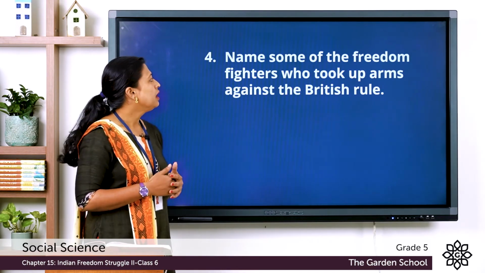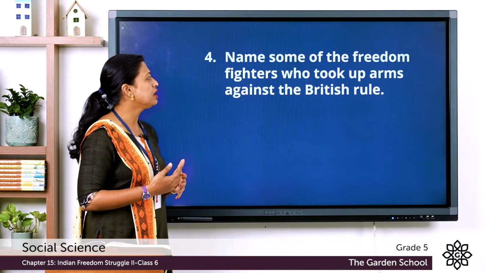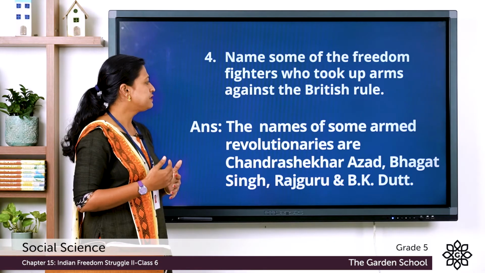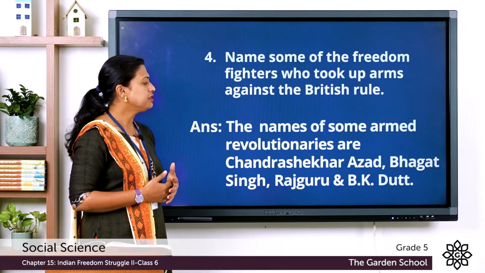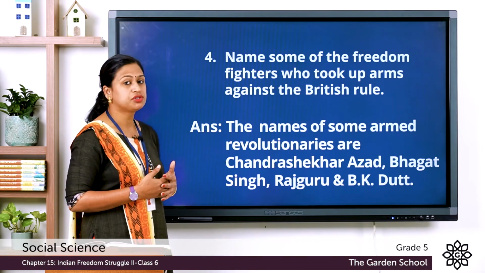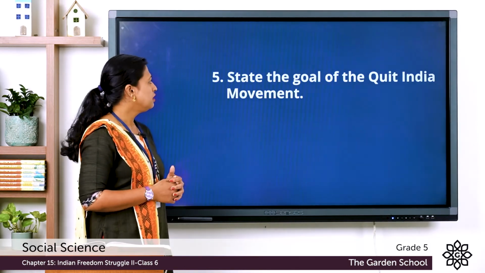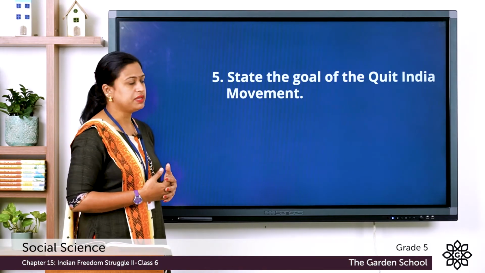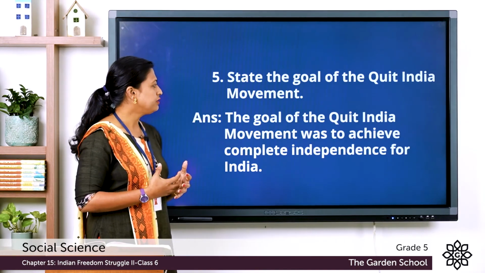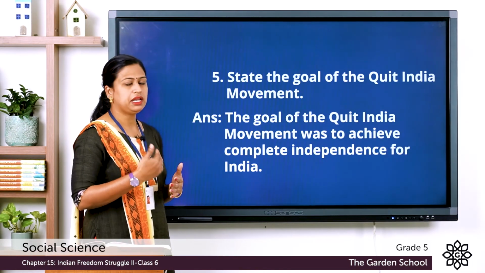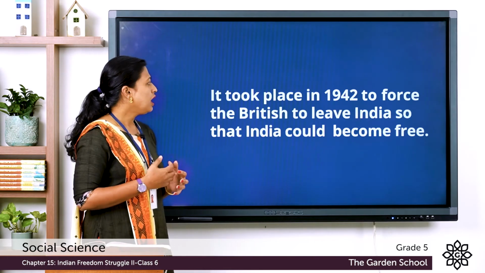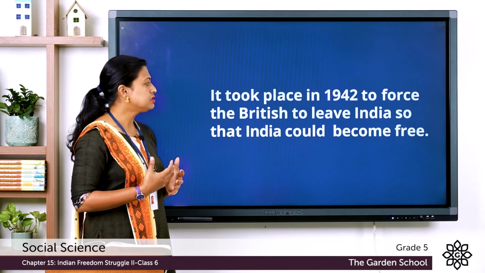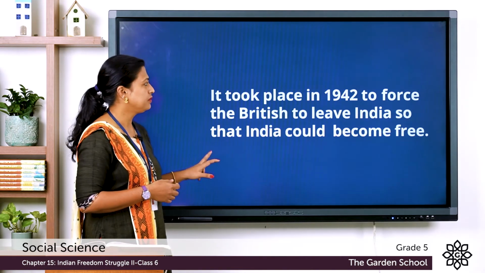Now, the fourth one, name some of the freedom fighters who took up arms against the British rule. And the correct answer is, the names of some armed revolutionaries are Chandrasekhar Azad, Bhagat Singh, Rajguru and B.K. Dutt. Fifth question, state the goal of the Quit India movement. And the answer is, the goal of the Quit India movement was to achieve complete independence for India. It took place in 1942 to force the British to leave India so that India could become free.